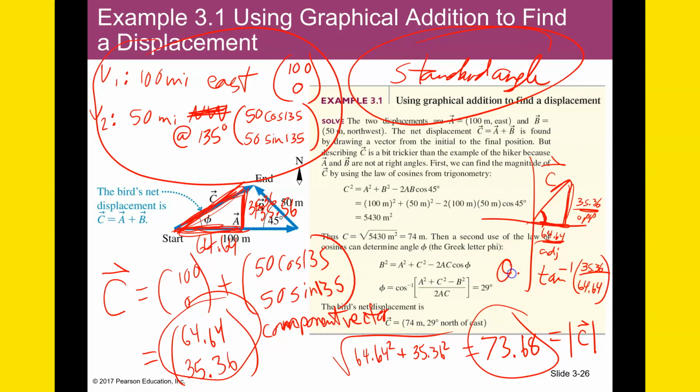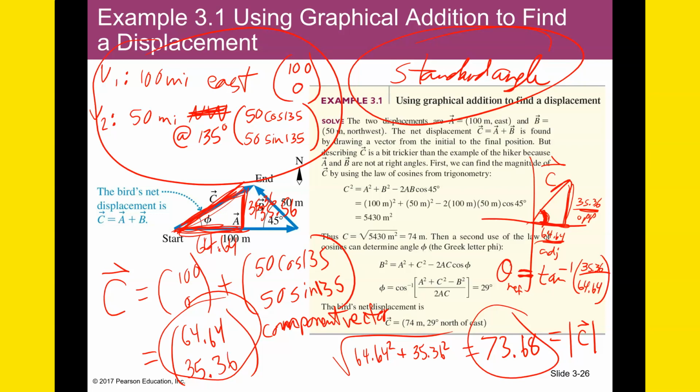And that will get you the reference angle for your vector. Now, when we're in the first quadrant, the reference angle is the same thing as the standard angle. So, no problem. If we weren't in the first quadrant, we would have to do a little bit more thinking to go from the reference angle to the standard angle.